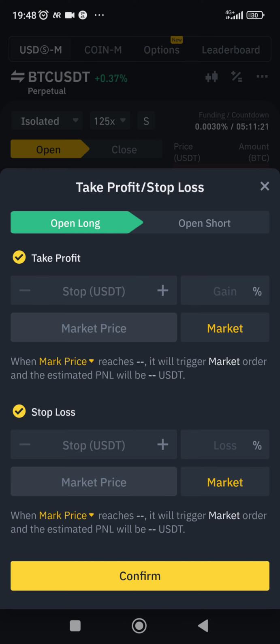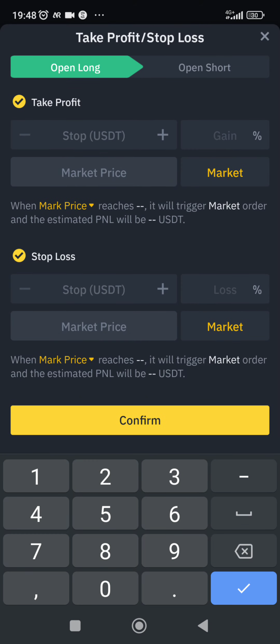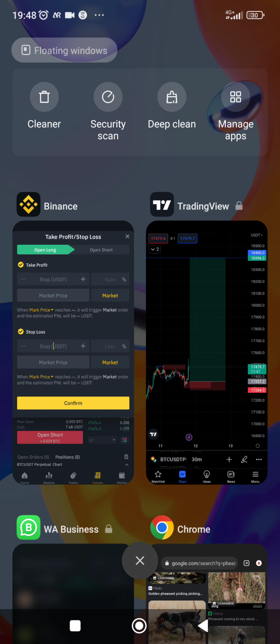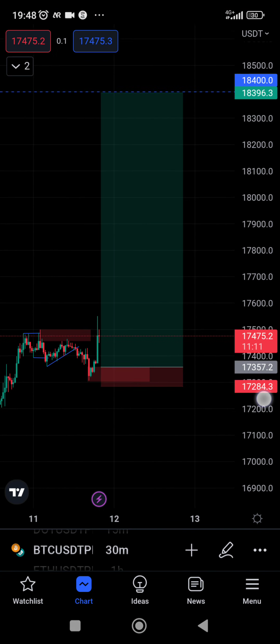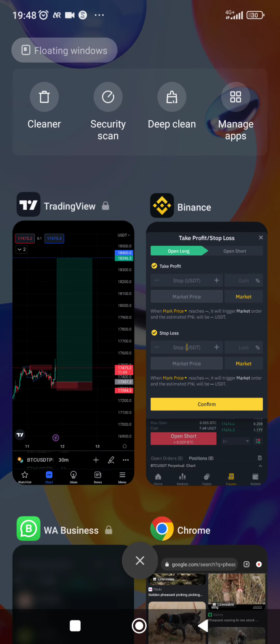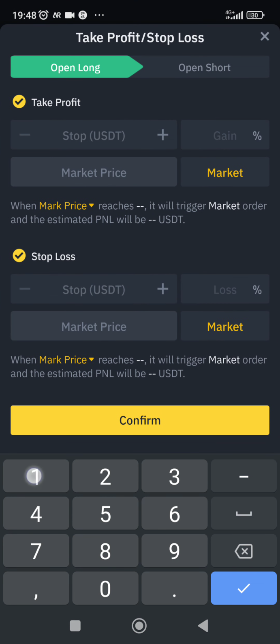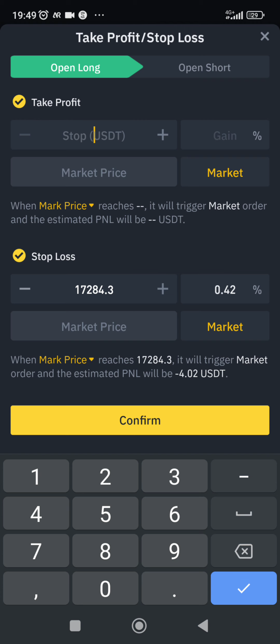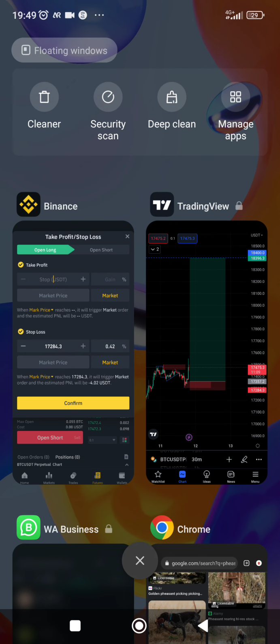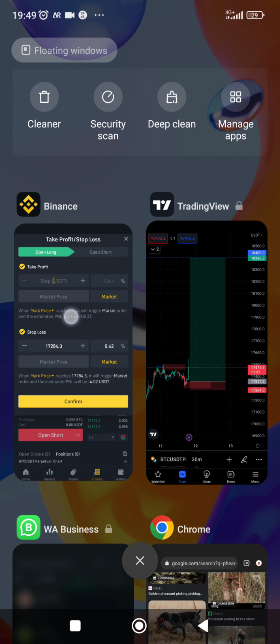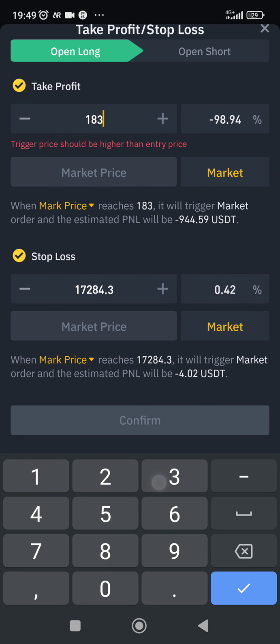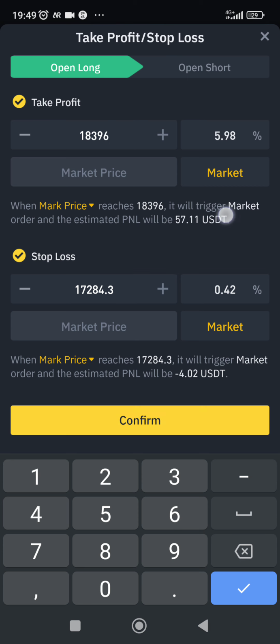Okay, so you put the value of the SL. If you look at it, the value of the SL, which is this guy here, is going to be 17,284.3. Can you see it's exactly $4? I just drag it. I didn't do any calculation. But let's see, this didn't give me the exact amount I want. No problem. Let's put the take profit. Take profit is 18,396. Okay, so that is going to be a profit of $57.